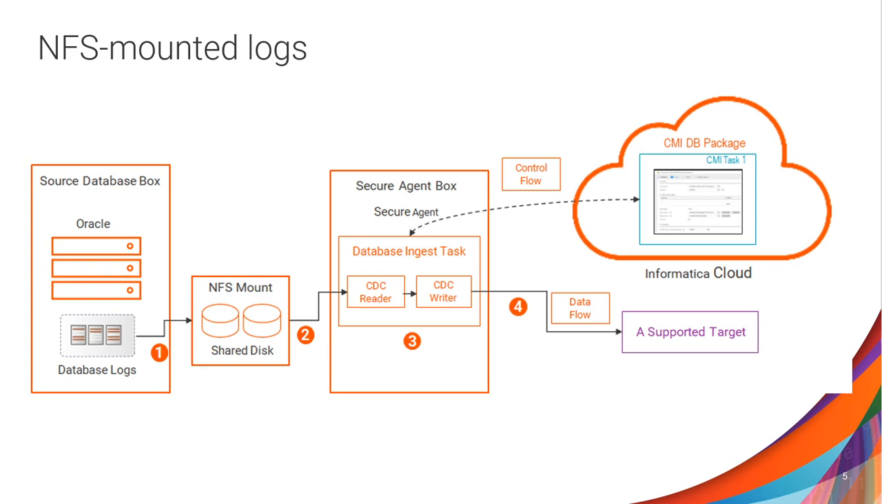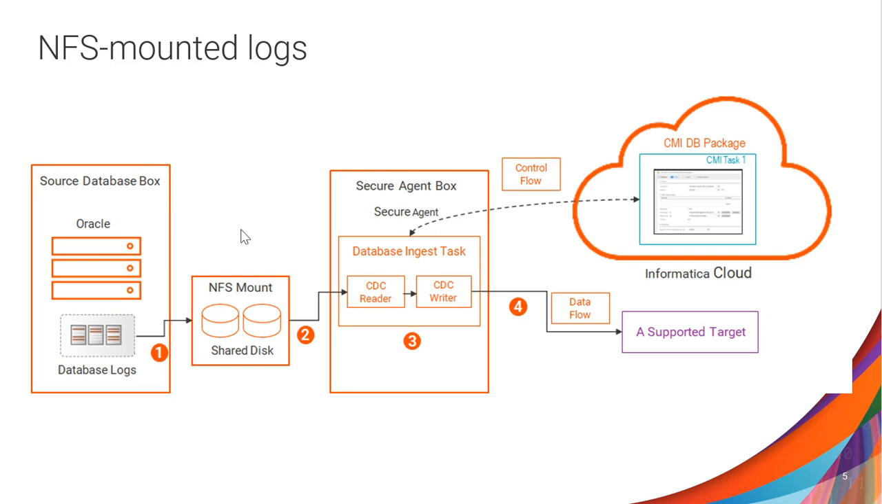NFS mounted logs. Database ingestion and replication jobs can access Oracle database logs from a shared disk by using a network file sharing mount or another method such as network attached storage or clustered storage. So the Oracle database writes change records to database log files. The log files are written to shared disk as shown in this architectural diagram. The shared disk can be on any system that allows the files to appear as local to both database and secure agent hosts. The sharing can be achieved by using NFS as shown here.